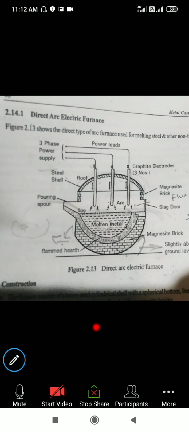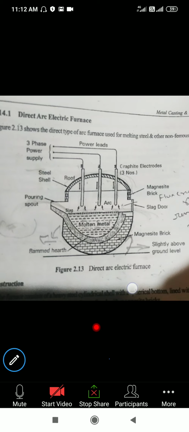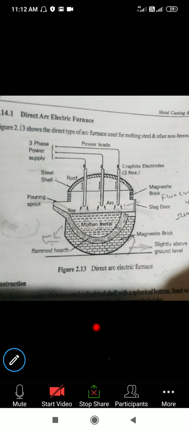Now we'll go with the direct electrical arc furnace and indirect electrical arc furnace. These are the furnaces which work on the principle of electricity, by means of electric current, high voltage currents, for the melting of the metal. Now let us see the construction and features of direct electrical arc furnaces.